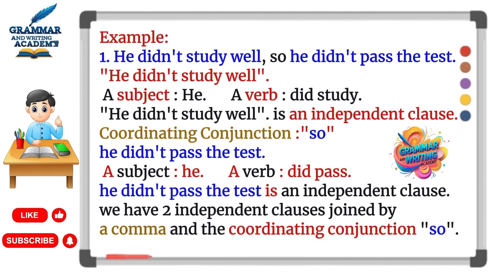This independent clause is followed by a comma and the coordinating conjunction, so the second part is, he didn't pass the test. Here we have a subject which is he, a verb which is did pass. So we have a complete thought. He didn't pass the test is an independent clause. We have two independent clauses joined by a comma and the coordinating conjunction.